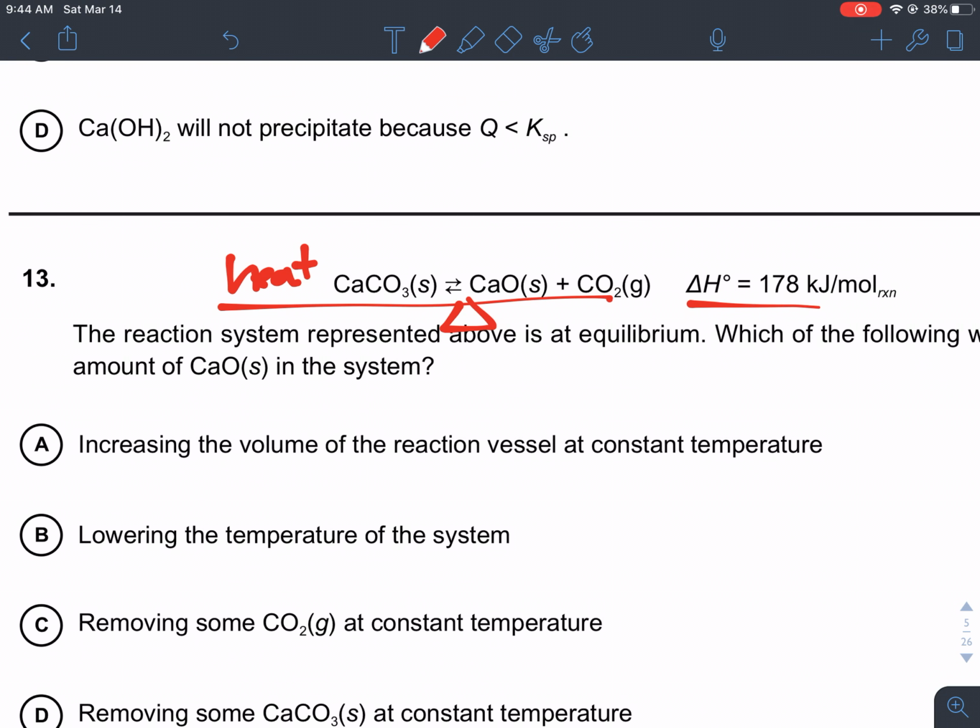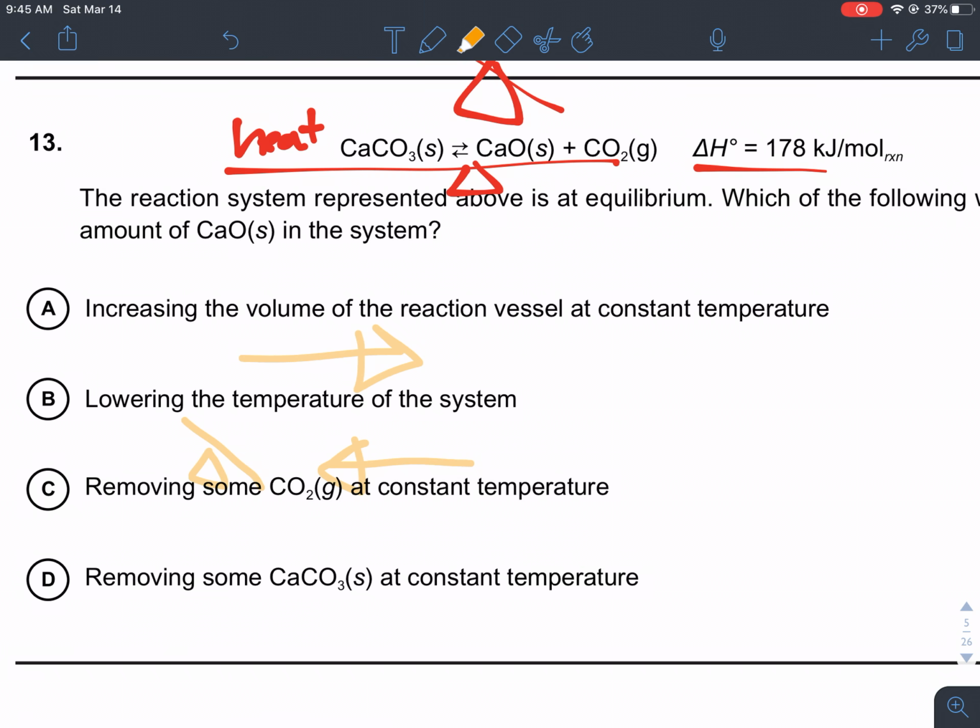All right, if you increase the volume, you go to the side with more moles. Which side has more moles? The product side. If I lower the temperature, it's going to go like this. Ooh, because heat is a reactant, and it's going to go this way. The correct answer is B. But let's just check the other two for giggles.